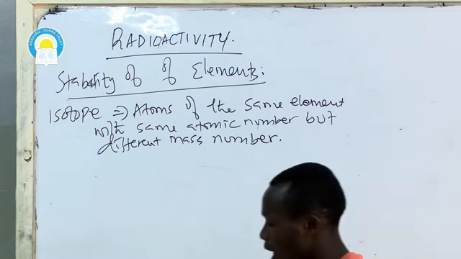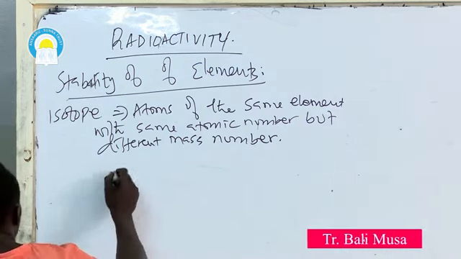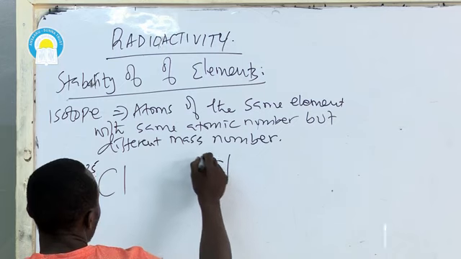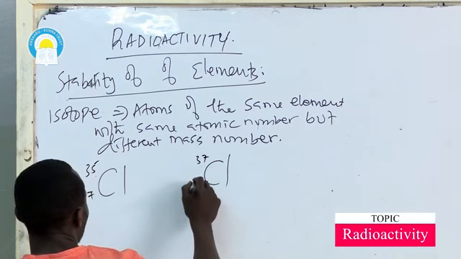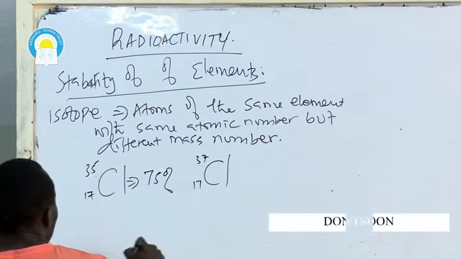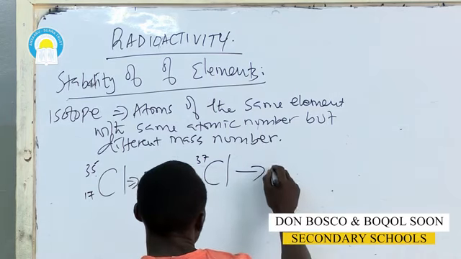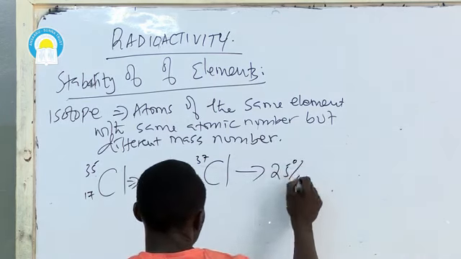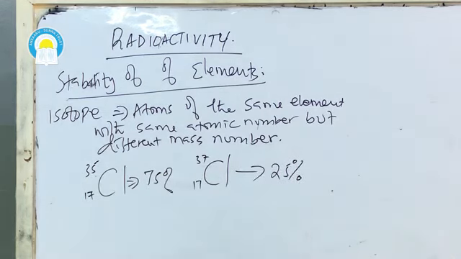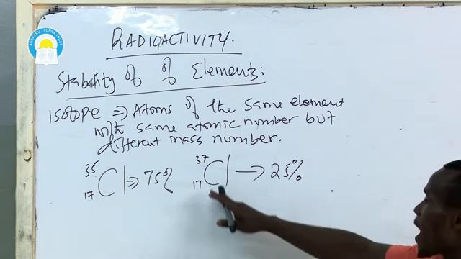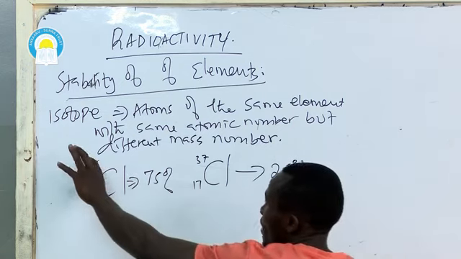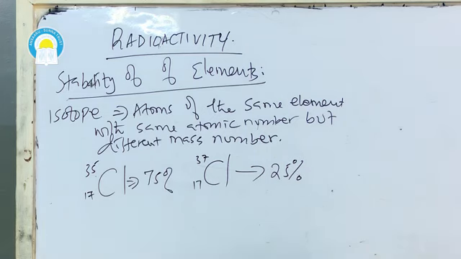For example, if you look at chlorine, we have chlorine 35 and chlorine 37, with atomic number 17. This one has a percentage abundance of 75%, and this one has a percentage abundance of 25%. Therefore, the number of neutrons that they have differs. That's what causes their differences in mass number.